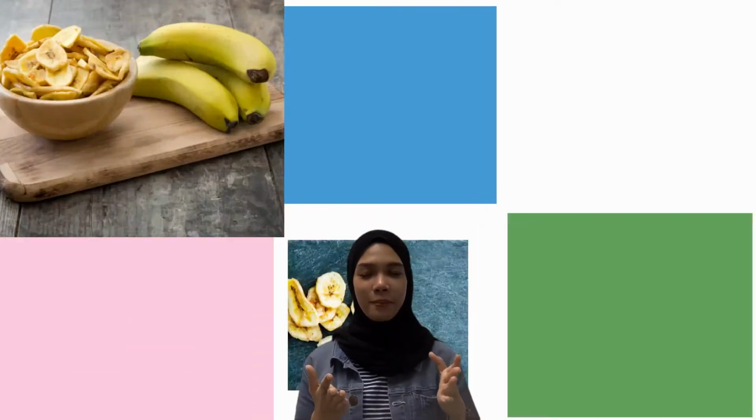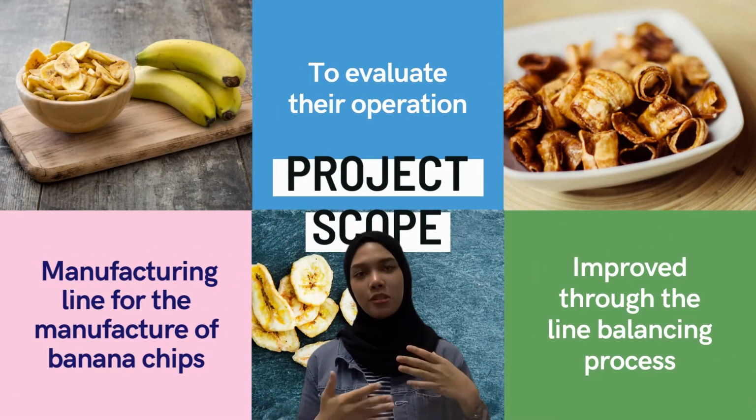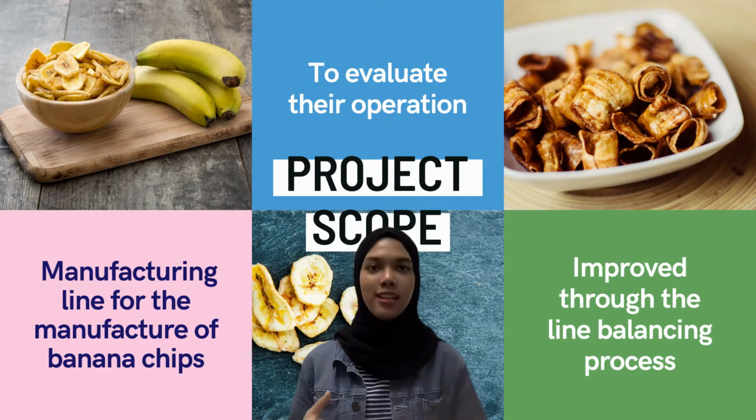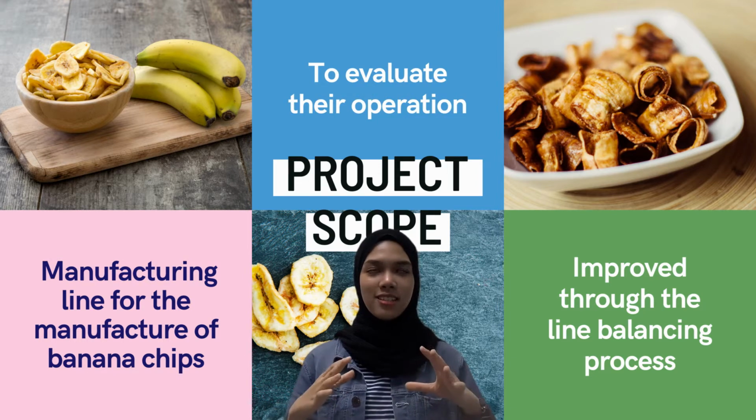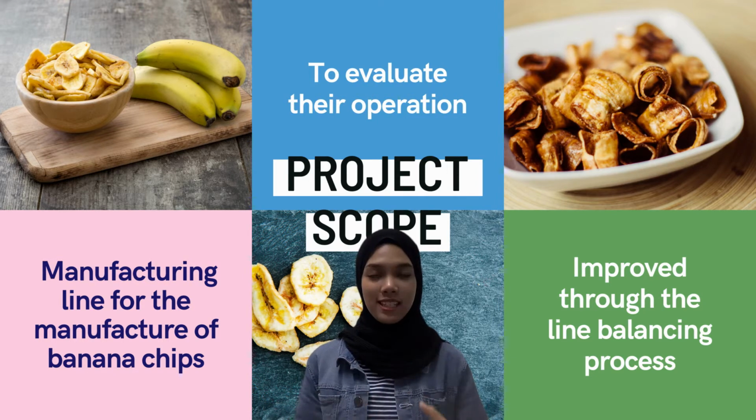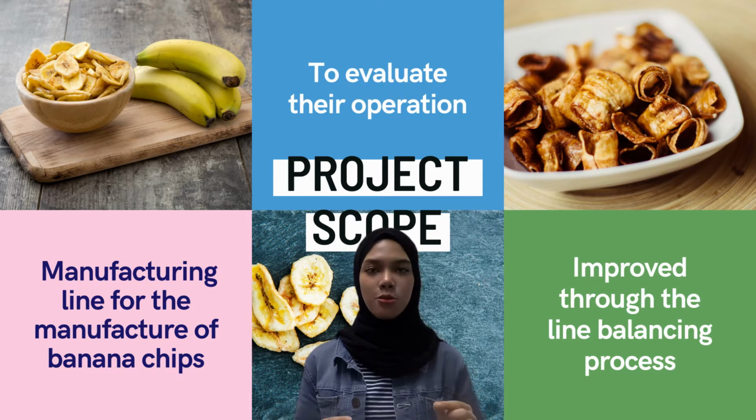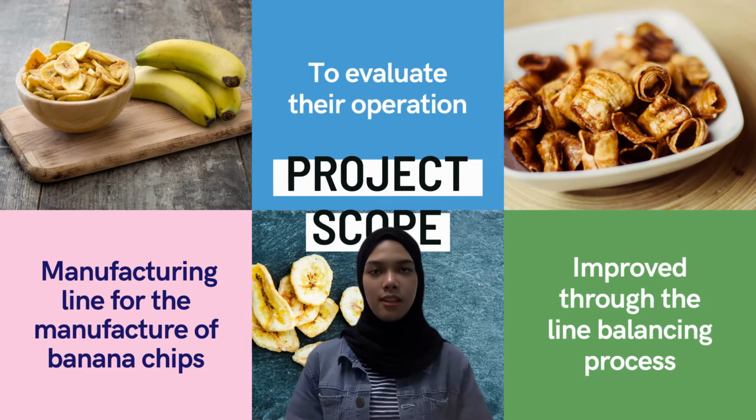The next part is the project scope. The project scope is to evaluate the operation and to study their manufacturing line for the manufacture of banana chips. Lastly, in accordance with the layout that has been seen and examined, it will concentrate on assembly line efficiency, and line efficiency will be improved through the line balancing process.